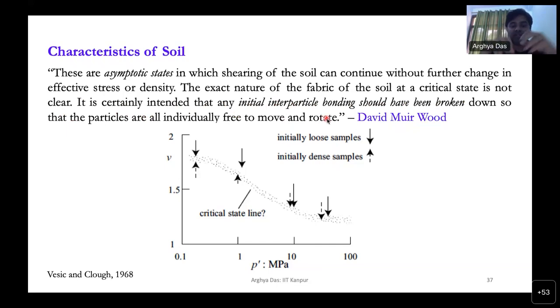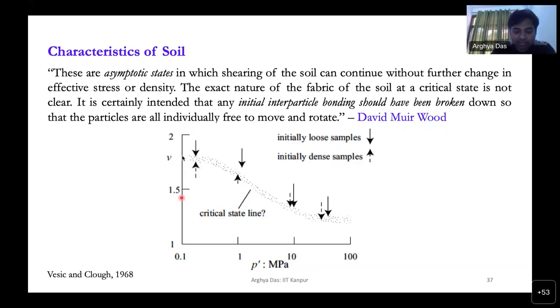So eventually, irrespective of your initial void ratio, once you keep on loading, you will reach a situation where it is not that you are always going to compress or always going to expand. The particles will start rolling over each other. In some places your voids are collapsing and in some places voids are increasing. Overall, the volume is not going to change at that state. So if you have to model a sand or a clay perfectly, you have to take this critical state approach into account for your model.